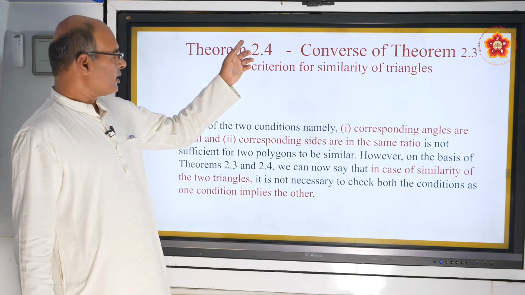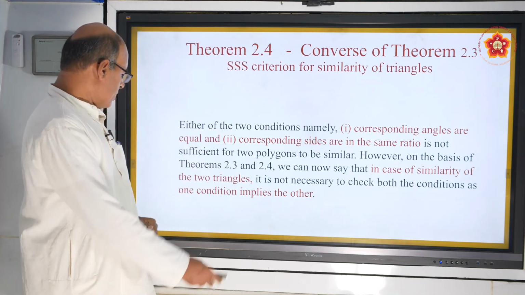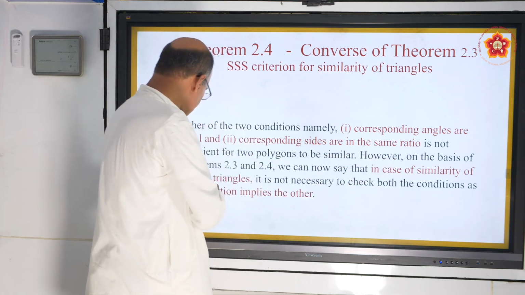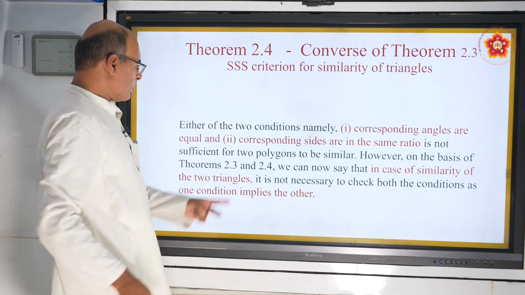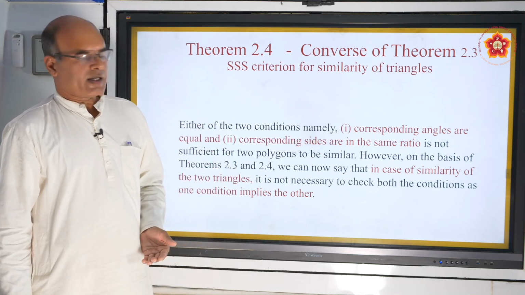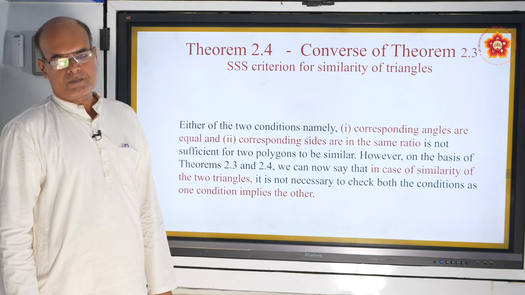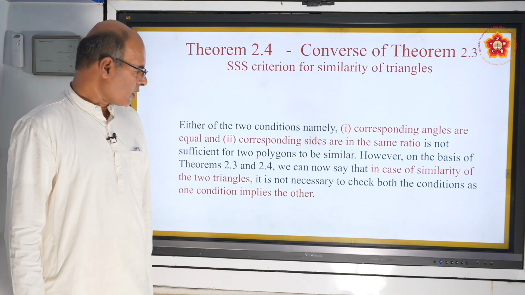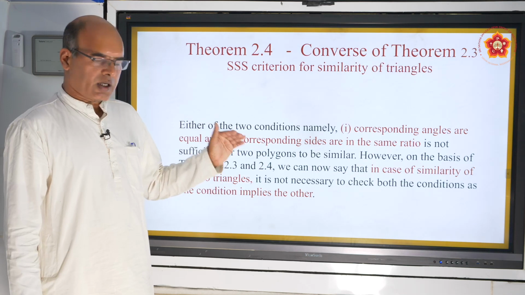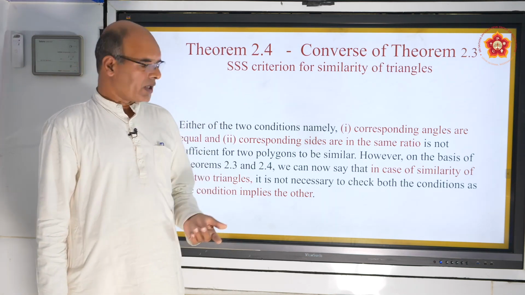From theorem 2.3 and 2.4, we can come to a conclusion that for any two triangles, in case of similar triangles, any one of these two conditions is enough to prove that the triangles are similar. Both the conditions are not necessary. Any one of the conditions is enough. So we can come to that conclusion by studying theorem 2.3 and 2.4.